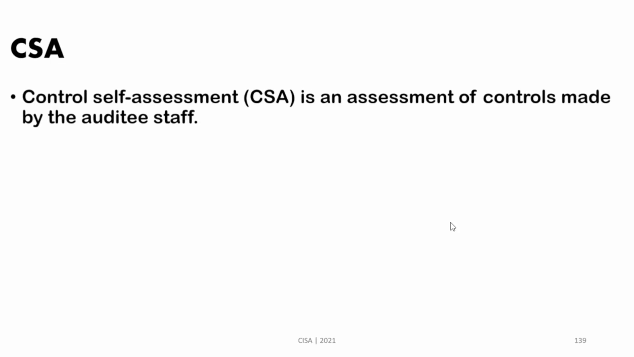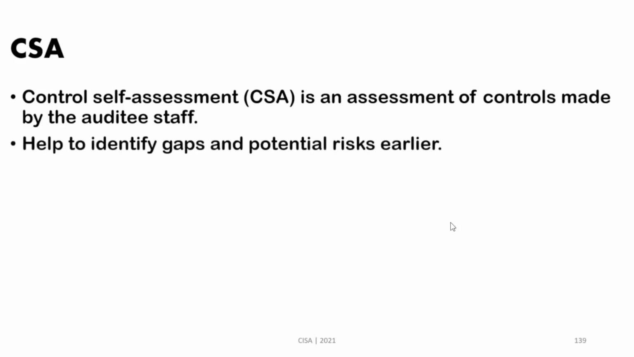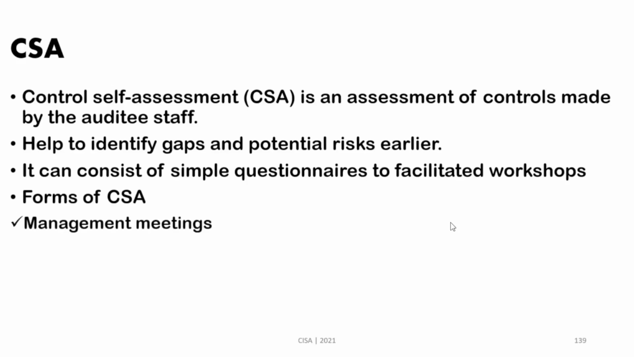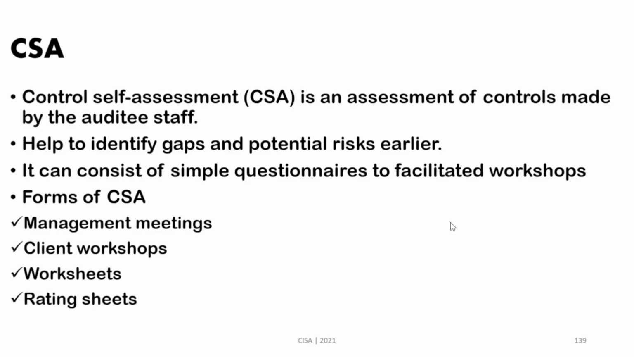Control self-assessment is an assessment of controls made by auditee staff. It is not made by the auditor, it is made by auditee staff. It helps in identifying gaps and potential risk earlier. It can consist of a simple questionnaire to facilitated workshops, and it can be in management meetings, client workshops, worksheets, and rating sheets. So all of these are types of how we can conduct control self-assessment.